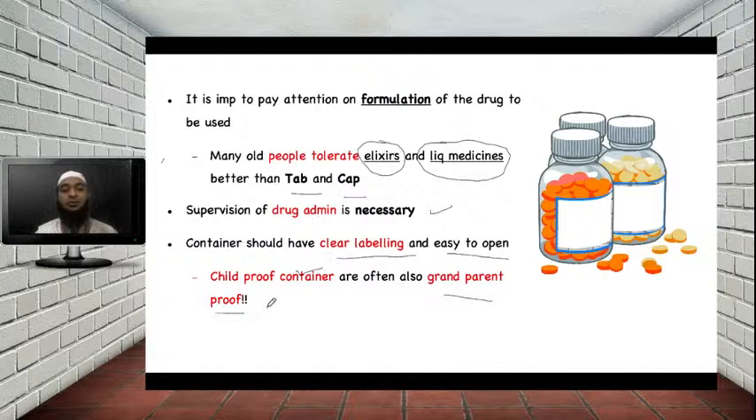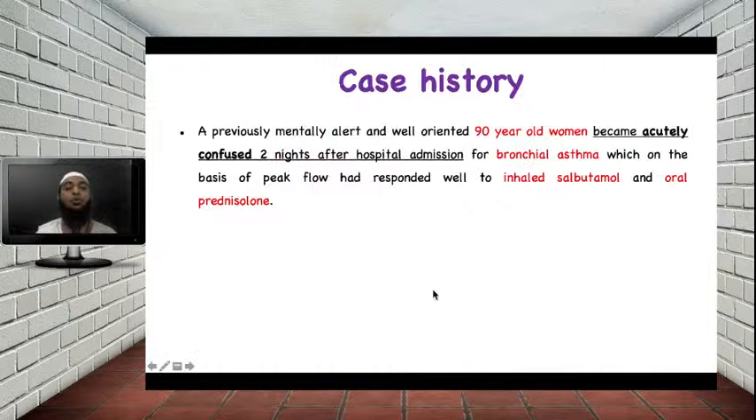So child-proof containers are often also grandparent-proof. You must see that in the case of an elderly patient, if you are giving a container, it should be such that they can easily open that container, to improve patient compliance.